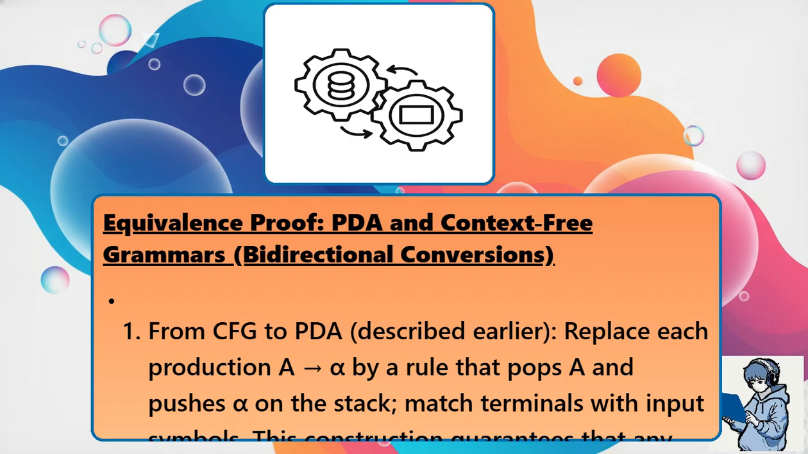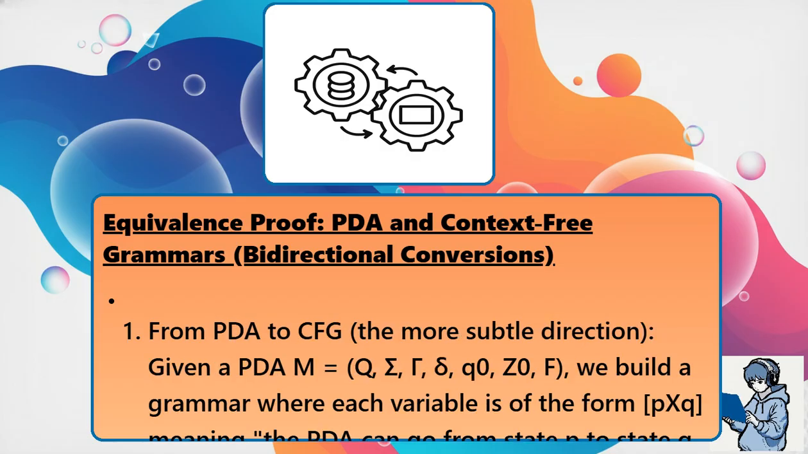Replace each production A → α by a rule that pops A and pushes α on the stack. Match terminals with input symbols. This construction guarantees that any derivation in the grammar corresponds to a stack manipulation sequence in the PDA, so the languages are identical. 2. From PDA to CFG, the more subtle direction.